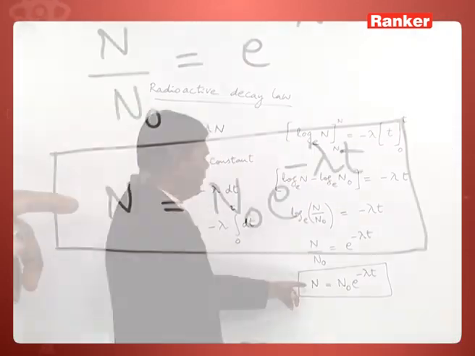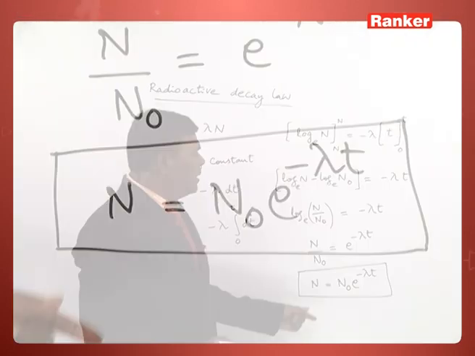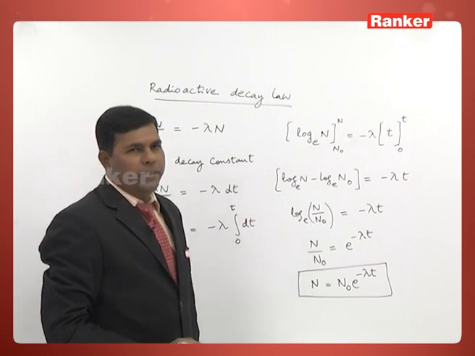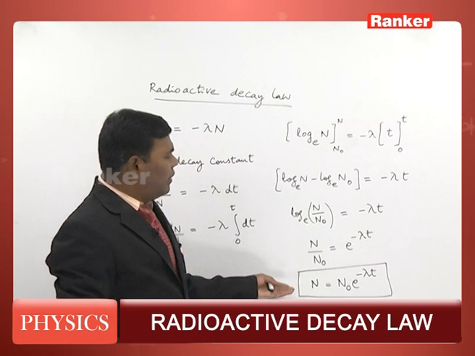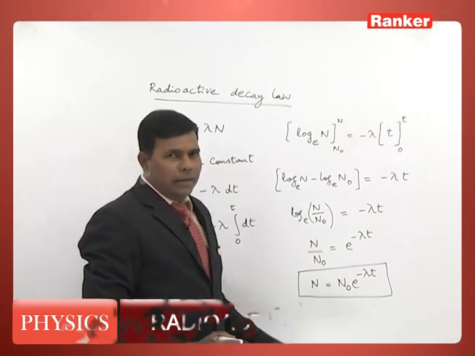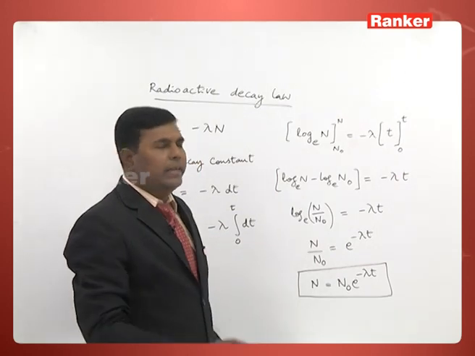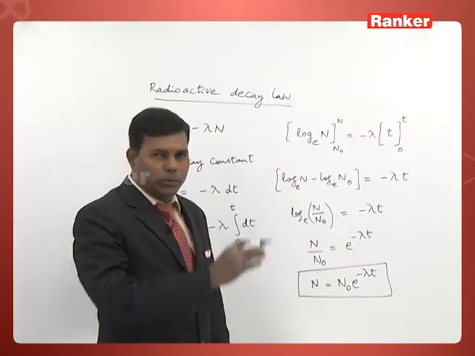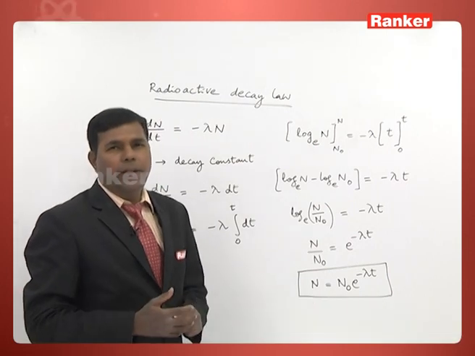The number of radioactive nuclei at any instant of time can be obtained using this expression. Here N naught stands for the initial number of nuclei. From the equation we can understand that the number of nuclei will be gradually decreasing, exponentially decreasing with respect to time. This is the exponential decrease in the number of nuclei that takes place during radioactive decay.